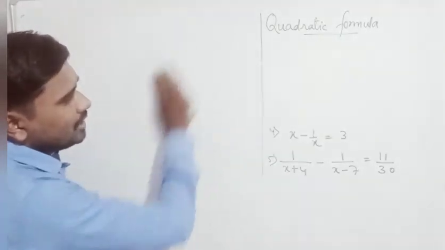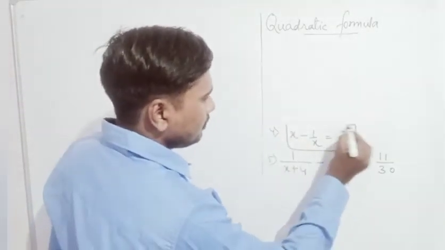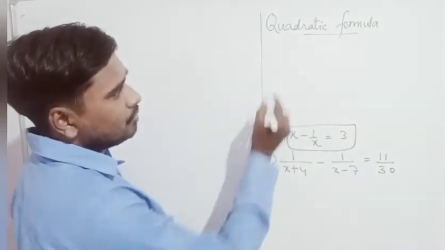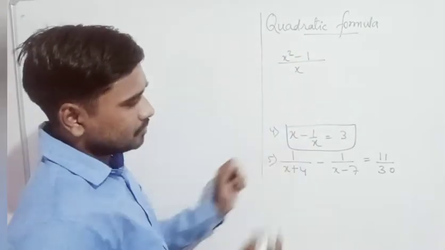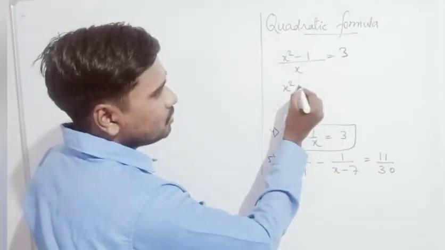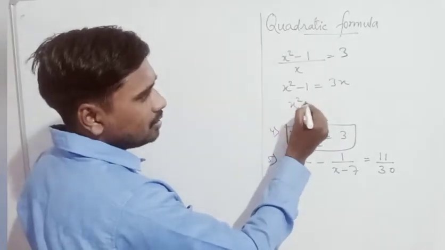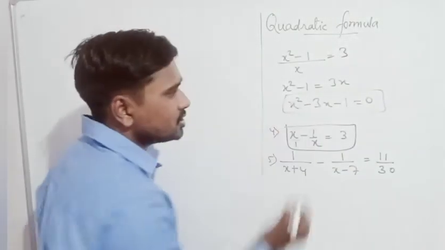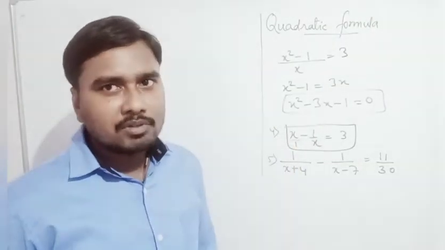In this question we have to solve x minus 1 by x equals 3. In the LHS part, we will take the LCM, and it will be x square minus 1 over x. So x square minus 1 by x is equal to 3. x square minus 1 is equal to 3x, as x will go to that side. Now 3x will come this side, so x square minus 3x minus 1 is equal to 0. So first of all we have made the quadratic equation, and then we will solve the quadratic equation.